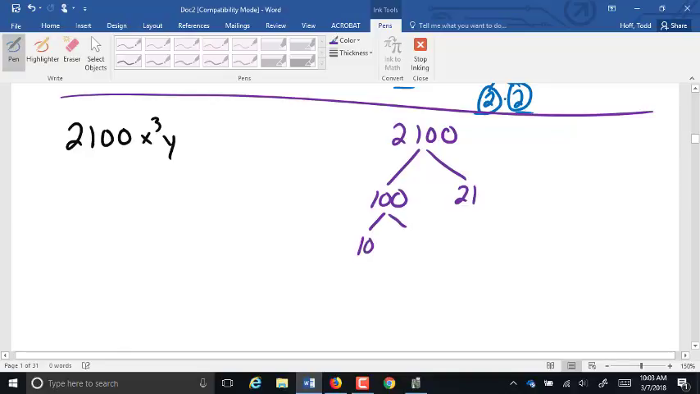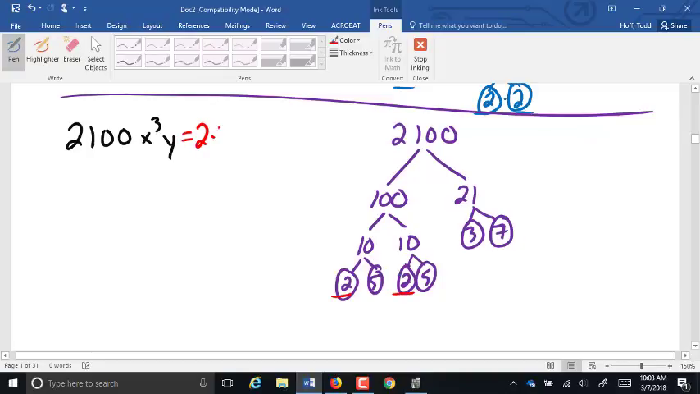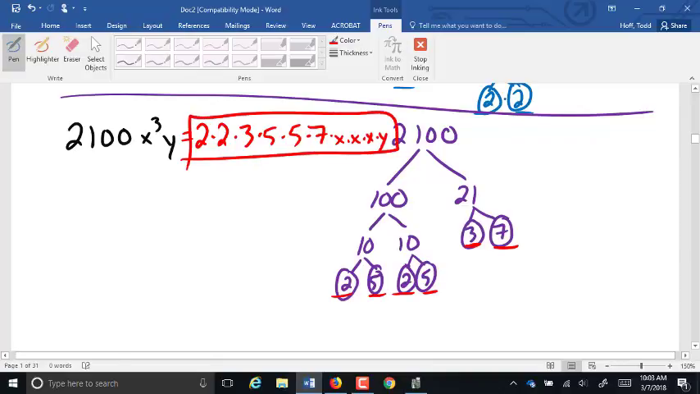100, I can divide up to 10 times 10. 10 splits into 2 times 5. Those are both prime. This 10 also splits into 2 times 5. Again, both prime. 21 splits into 3 times 7. Those are both prime. So over here, numerically, we have 2 times 2 times 3 times 5 times 5 times 7. x to the third is just x, x, x, and then the y. Looks like that.